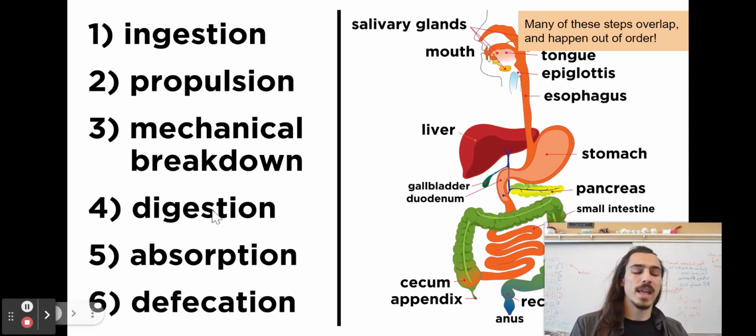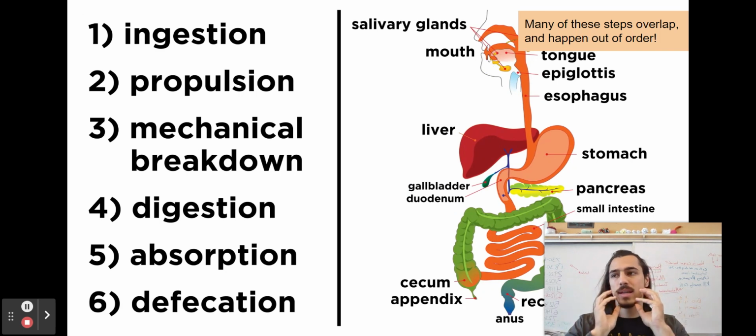Next is digestion or chemical digestion, which starts happening in your mouth because your salivary glands secrete salivary amylase, which is an enzyme that breaks apart starches or complex carbohydrates into simpler sugars. Chemical digestion is when chemicals like hydrochloric acid in your stomach or enzymes like pepsin or amylase take the molecules and break them apart. So starches will be broken into sugars, and proteins will be broken into amino acids, and fats will be broken into glycerol and fatty acids.